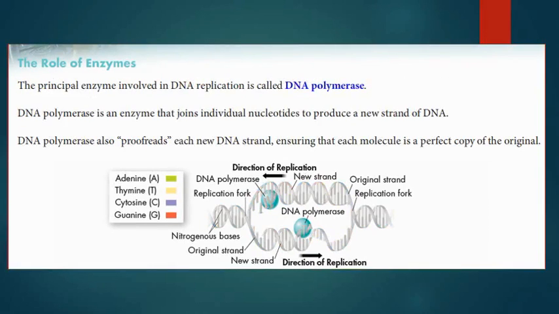The main enzyme involved in DNA replication is called DNA polymerase. DNA polymerase is an enzyme that joins the individual nucleotides to produce a new DNA strand. DNA polymerase also proofreads the new strand, making sure that the new strand is a perfect copy of the original and that there aren't any mistakes.